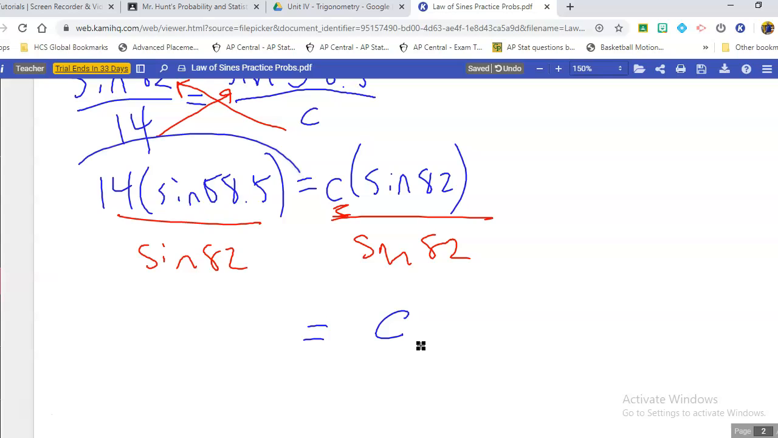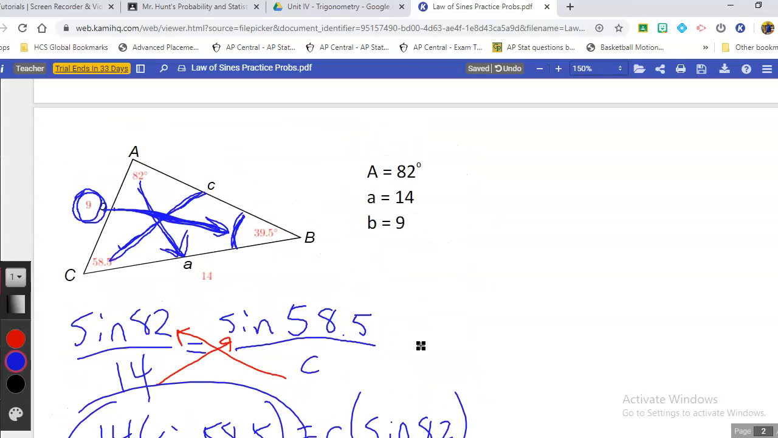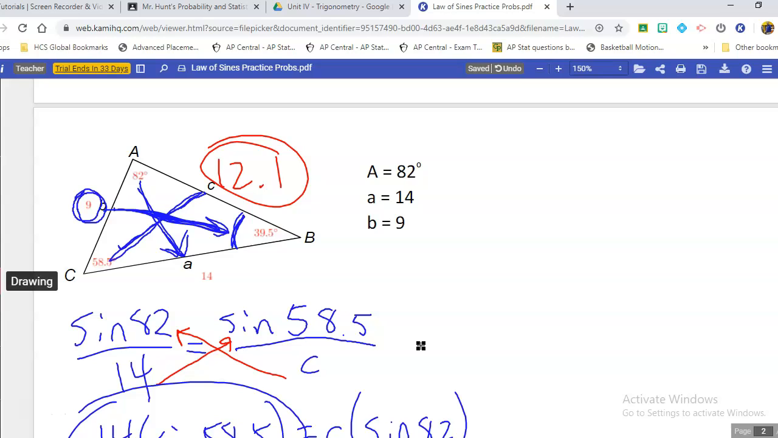And when we punch all this into the calculator, you should get that side c has a length of 12. We'll call it, it says 12.05 basically. You may just want to call it 12.1 when you write your answer out. So we'll call that 12.1. And we are done. So we found that our angle here was 39.5. That led us to say this angle was 58.5. And then we used that to find the length of side C.